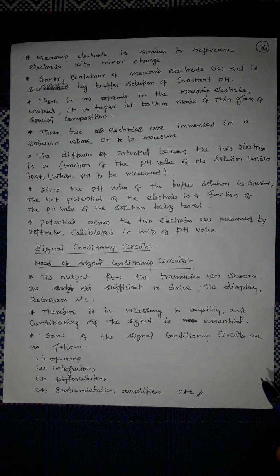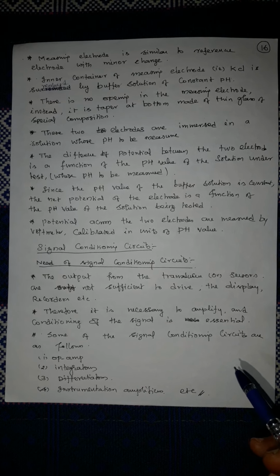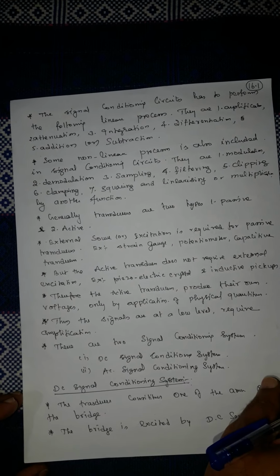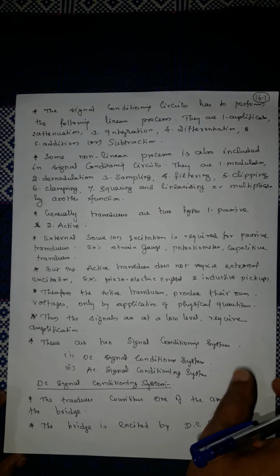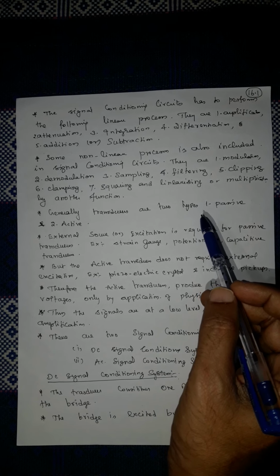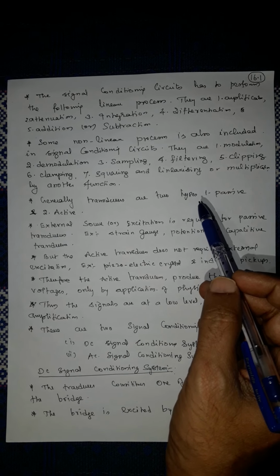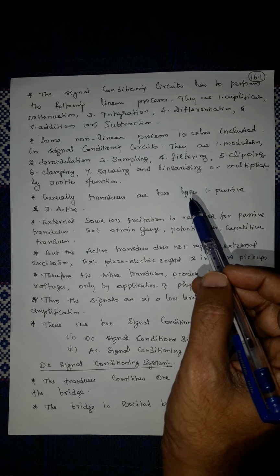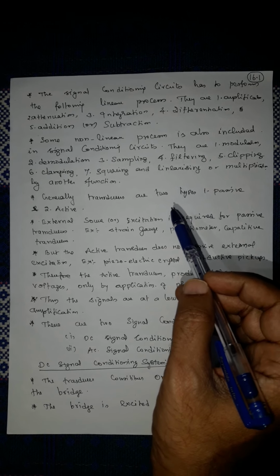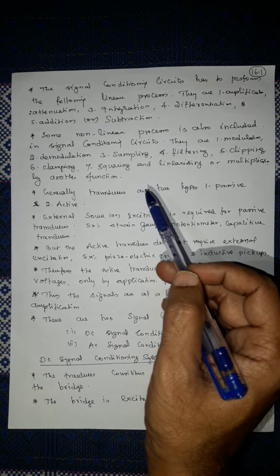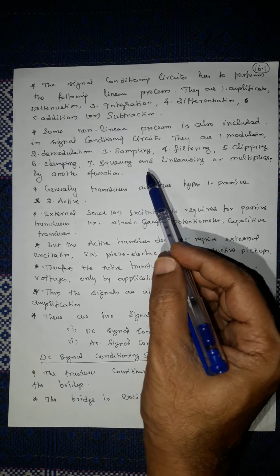Some of the signal conditioning circuits are as follows: op-amp, integrator, differentiator, instrumentation amplifier, etc. The signal conditioning circuit has to perform the following linear processes: amplification, attenuation, integration, differentiation, addition or subtraction. These are all linear processes performed by signal conditioning. Apart from that, we also have non-linear processes, and some of them are also included in the signal conditioning circuit.